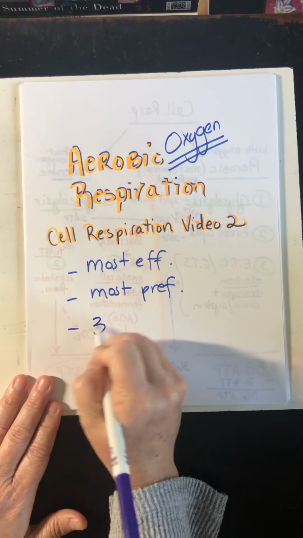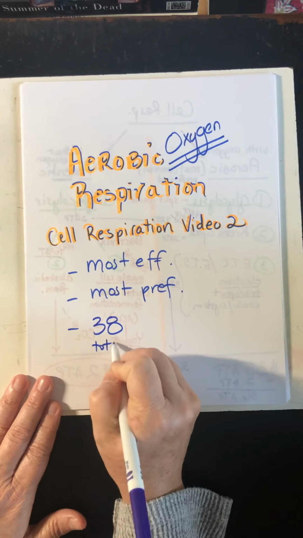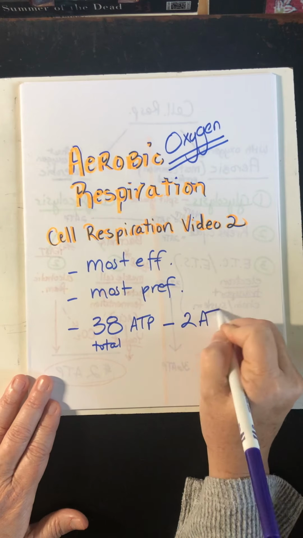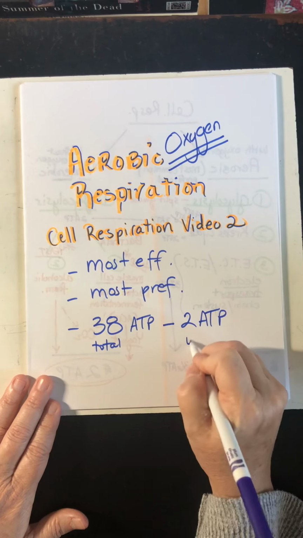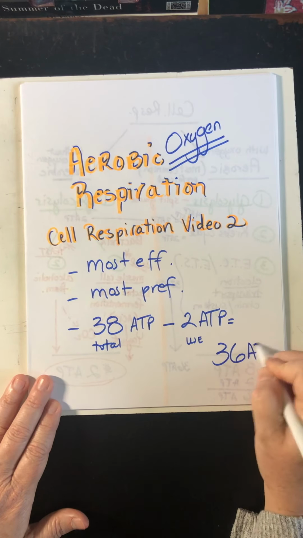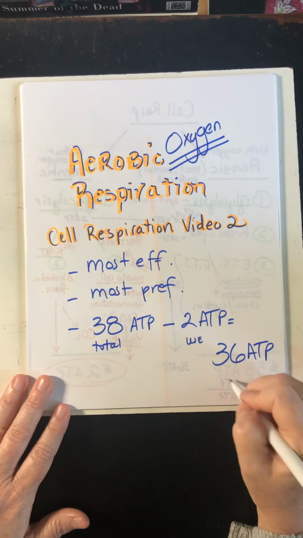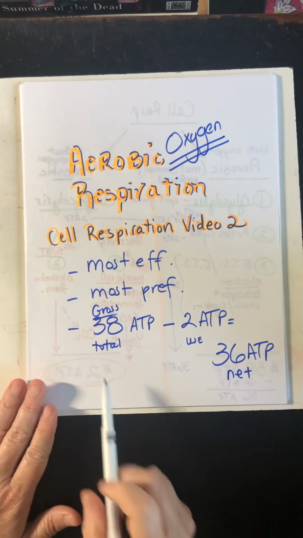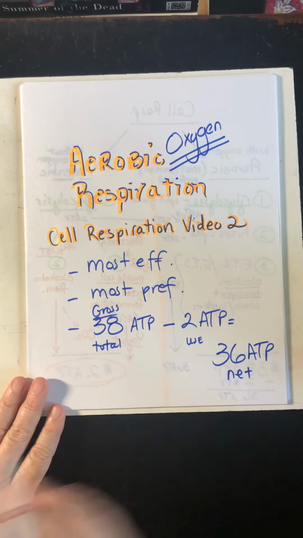This one is going to give you 38 total ATP. It's going to require the use of 2 ATP, and then in the end you get 36. So this is net and this is gross. This is your paycheck, this is taxes, this is what you bring home.